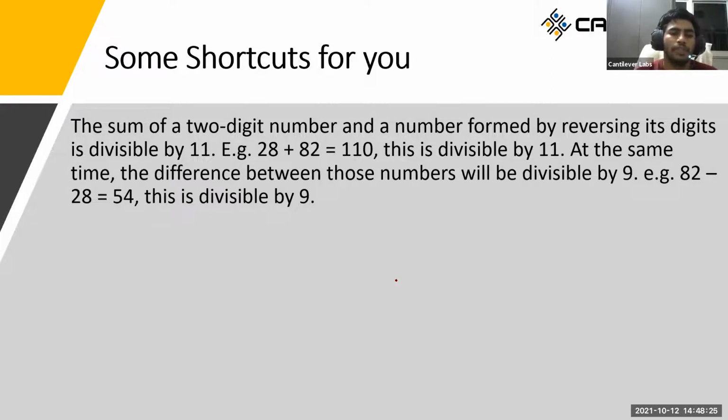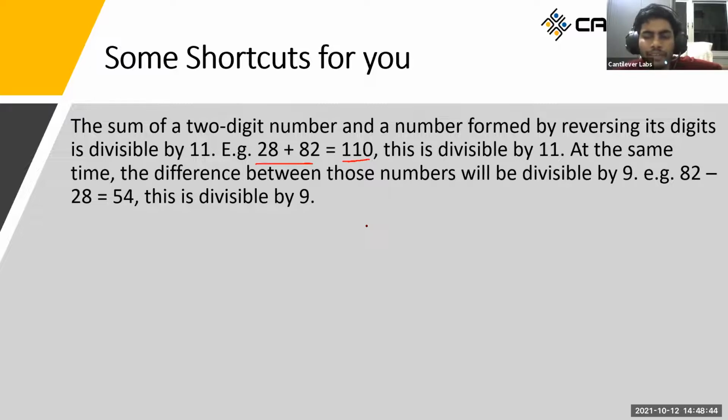Next, moving on to the sum of a two-digit number and the number formed by reversing its digits, which is always divisible by 11. We can see here, 28 and the reverse of it, that is 82, the sum is 110, which is divisible by 11. So it applies to almost everything.